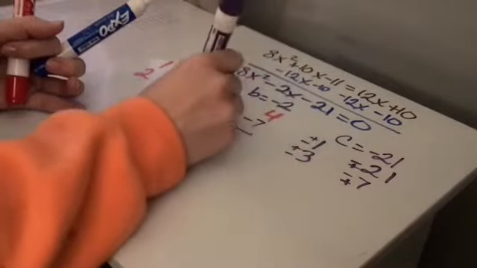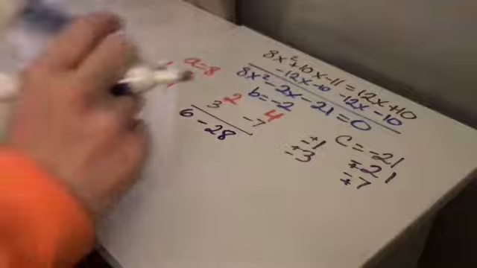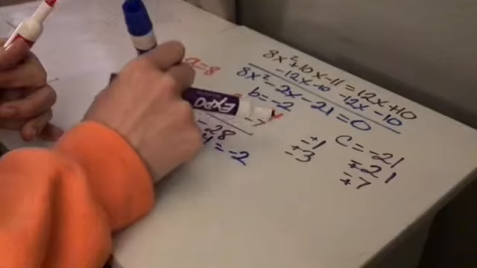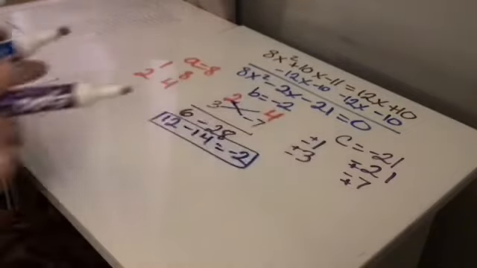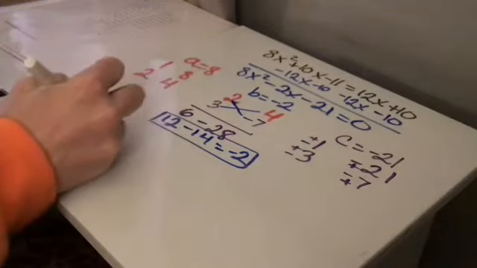Okay, so 2 times 3 is 6. 4 times negative 7 is negative 28. Not really close enough. So if I do the other way, 3 times 4 is 12. And 2 times negative 7 is negative 14. And 12 minus 14 is negative 2. So that's our factor pair, okay?